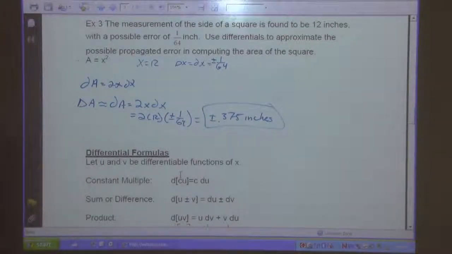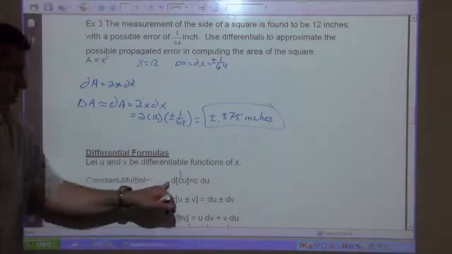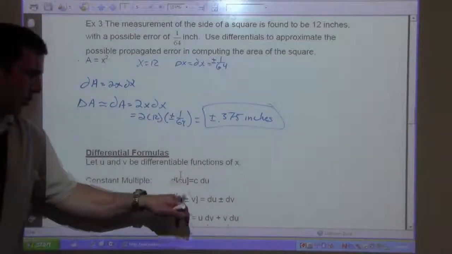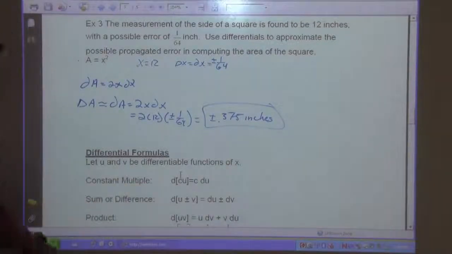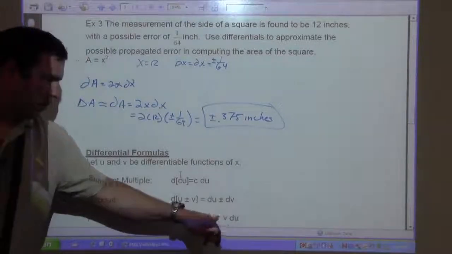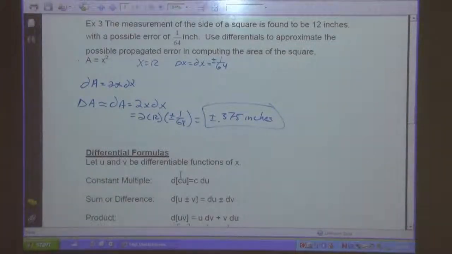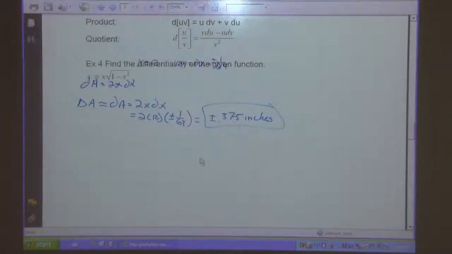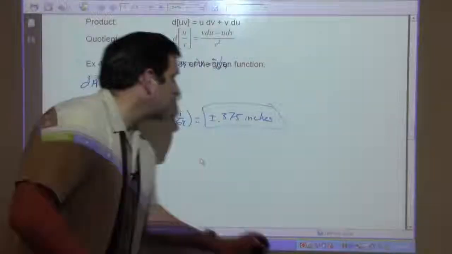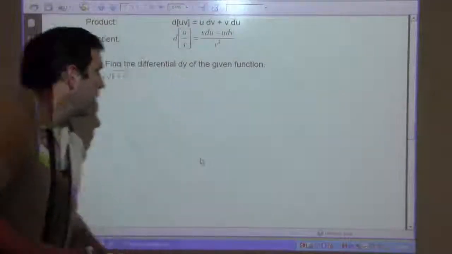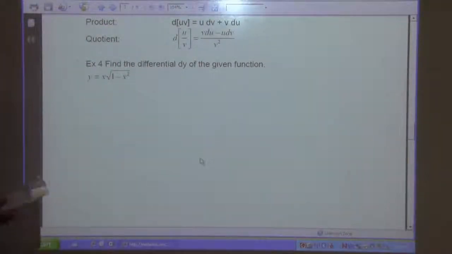Okay, differential formulas. Let u and v be differentiable functions of x. The constant multiple: the differential of c times u is c du. Sum or difference: d of u plus or minus v is du plus or minus dv. Product: the differential of uv is u dv plus v du. We've seen that before. Quotient: d of u over v is going to be v du minus u dv over v squared.